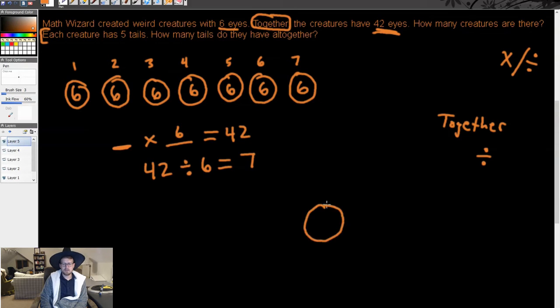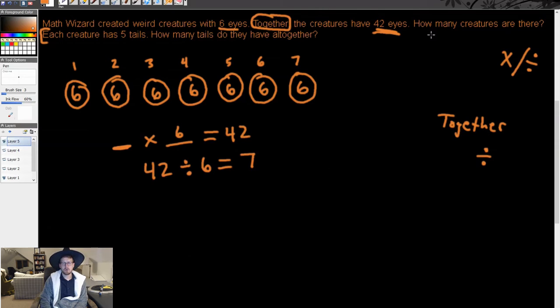I could have used this strategy here too, 42, and passed out to 6 different groups, but it made more sense to me to say, here's a group of eyes, here's a group of eyes, here's a group of eyes. As long as the strategy is working quickly for you and it makes sense for you to figure out which math process we are doing, use that strategy. That's fine. This problem, though, comes in parts because now I have each of these creatures has 5 tails. Probably not poisonous tails. How many tails do they have altogether?